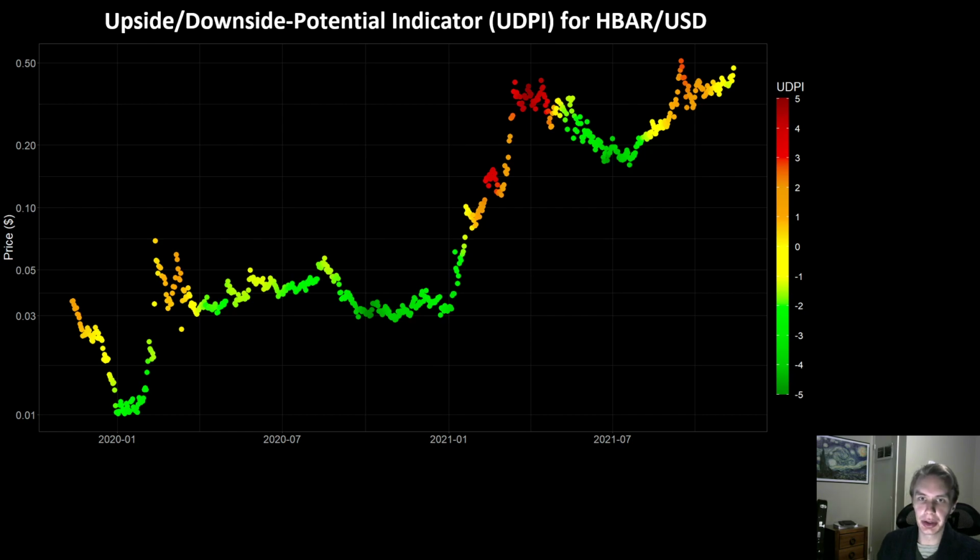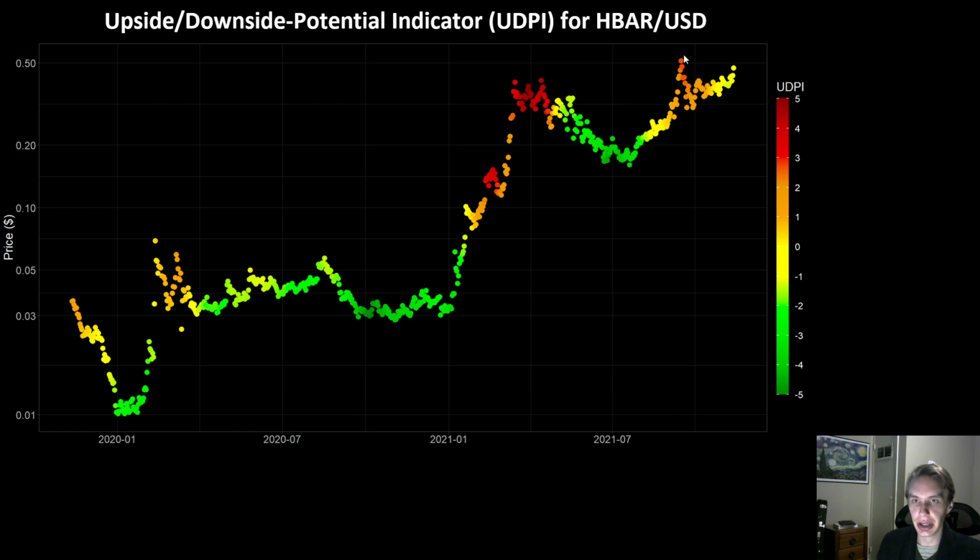So for those new to the channel, what you're seeing here is the price history of HBAR over time. Price is in logarithmic form, and the dots are days, and they're color coded to the output of our risk indicator. So 5 is high risk, -5 is low risk. And as you can see, the UDPI, that's the name of our risk indicator, does a really good job of identifying these low risk zones as well as these high risk zones in HBAR's history.